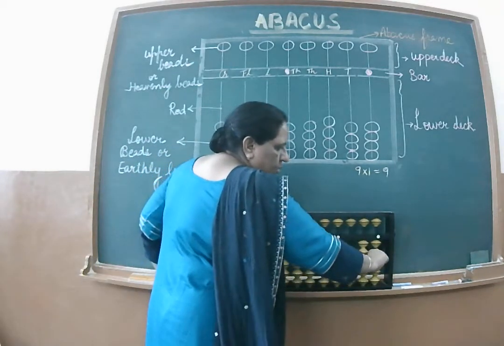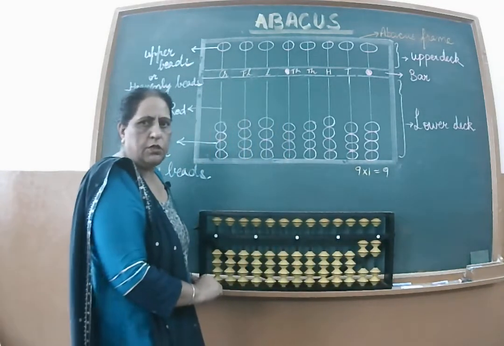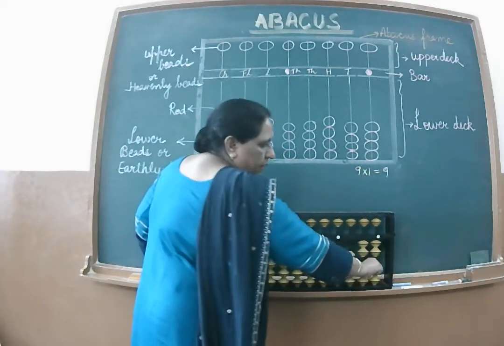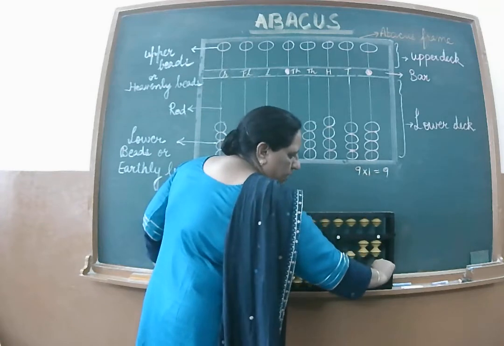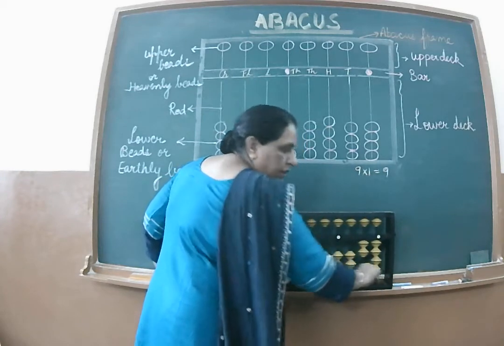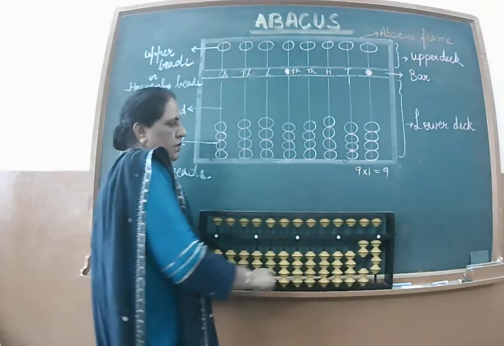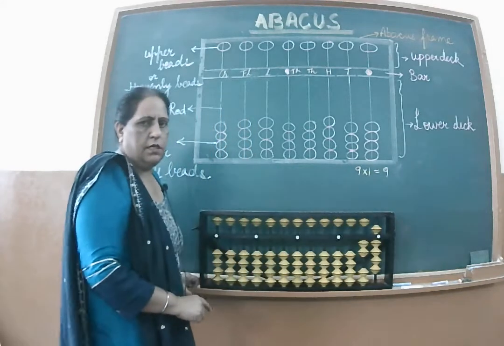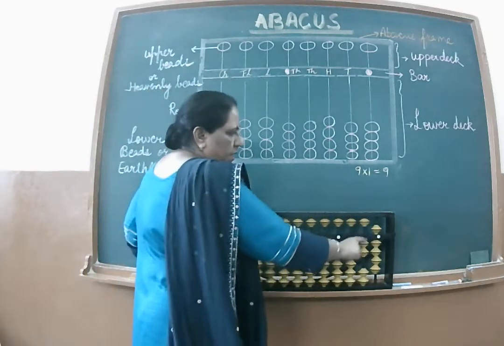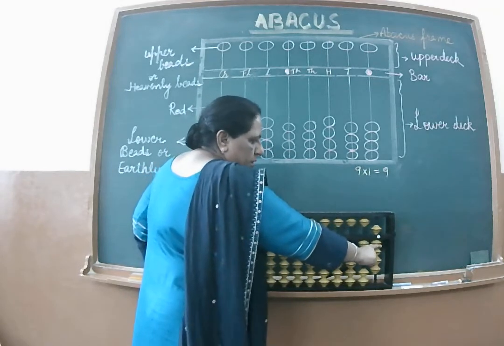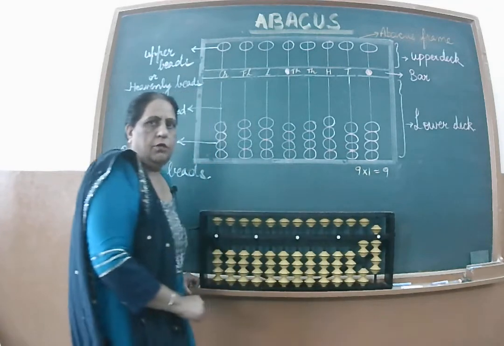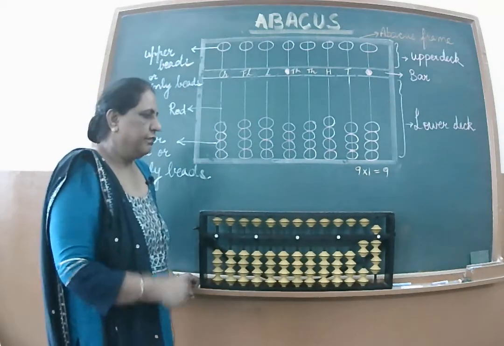Then 20 plus 2 becomes 22. 20 plus 3 is 23, and 20 plus 4 is 24. Now 25, 6, 7, 8, 9. 20 plus 9 is 29.